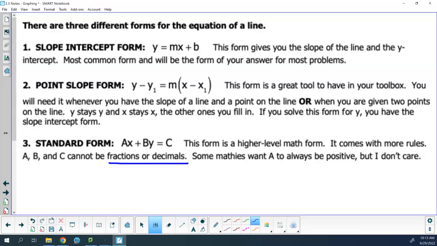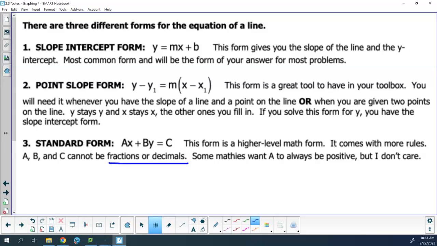Some mathematicians say that A needs to be positive in standard form. That's the number in front of the x, the leading coefficient. I'm indifferent. I'm not going to take off for a negative. But just know that that might not always be the case. Any questions on the three different forms of a line?